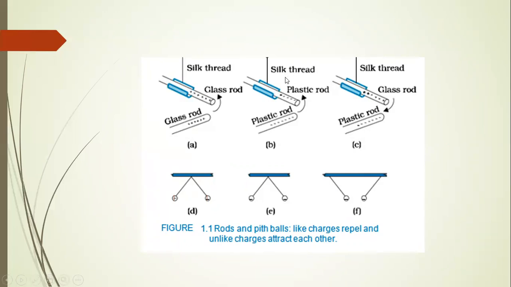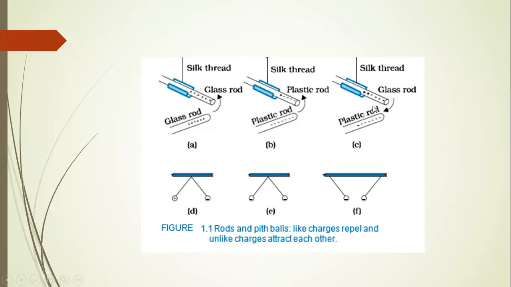Then in the second figure, you can see a plastic rod which is also suspended using a silk thread, and this plastic rod is negatively charged. And here we have a second plastic rod which is also negatively charged. So these two plastic rods are of the same charge. These two plastic rods will repel each other.